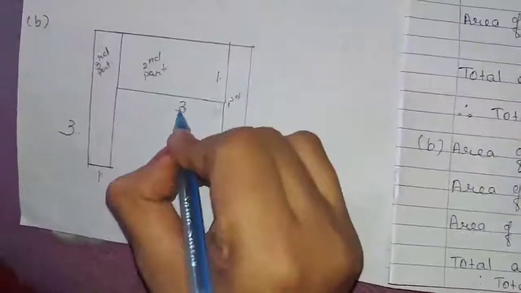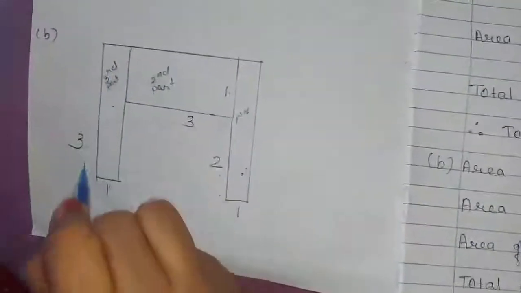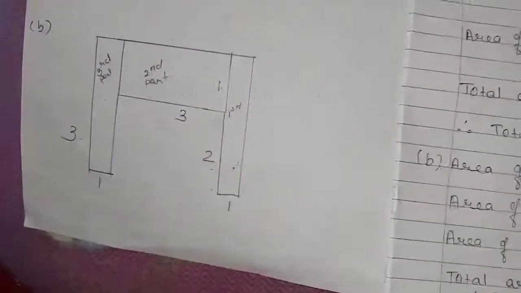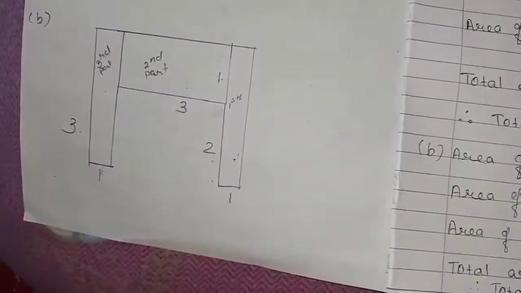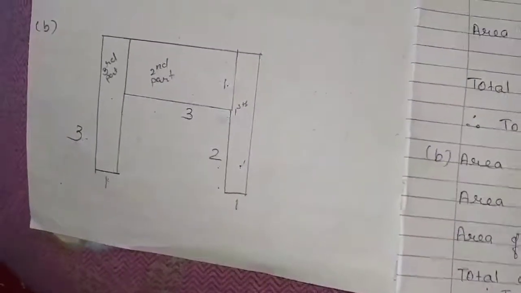So length and breadth is 3 and 1. Here also length is 3 and breadth is 1. Hence, all 3 rectangles have length and breadth same. So let us find area of the figure B.